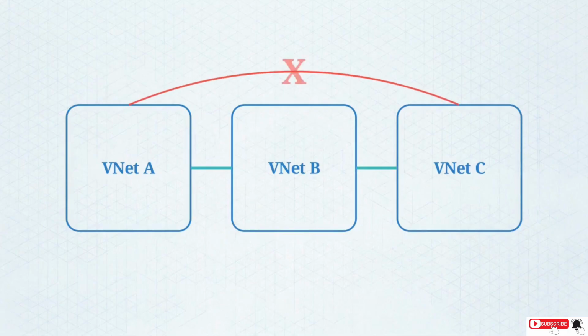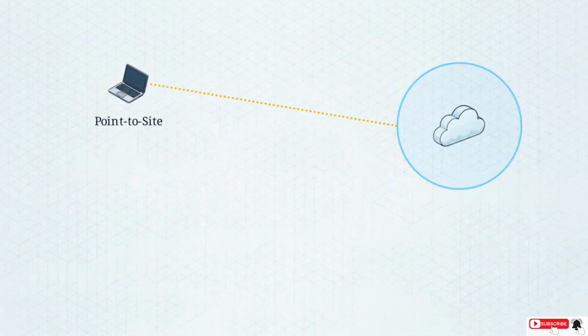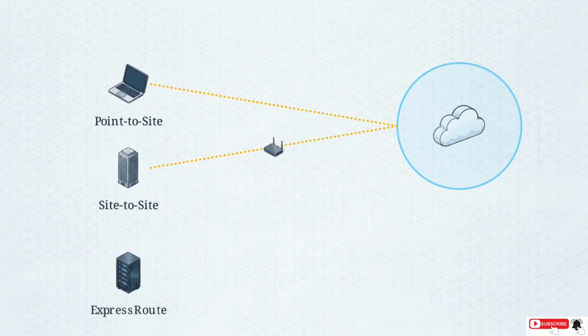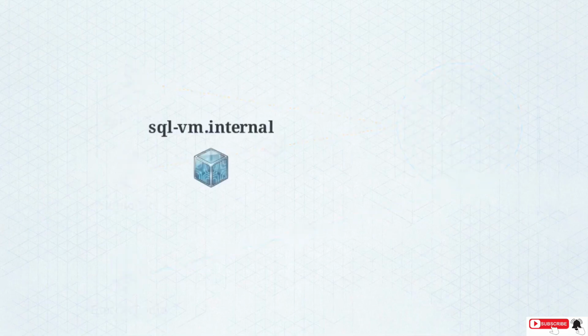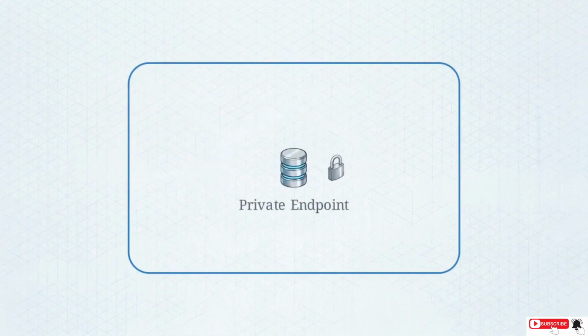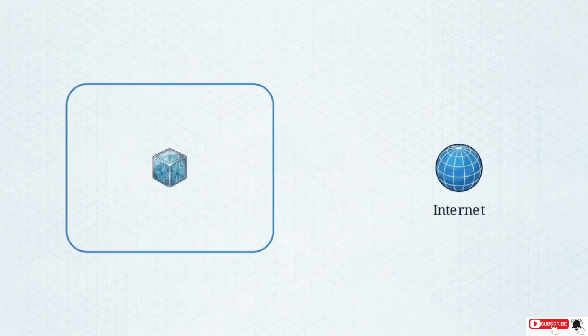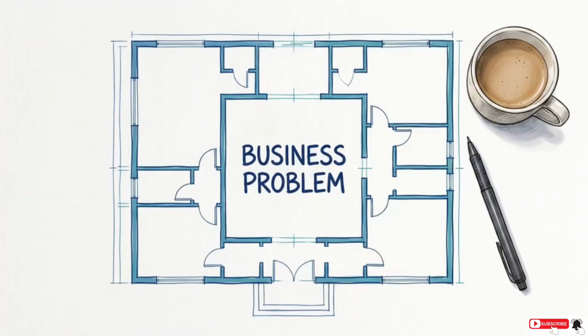Need to connect two VNets? VNet peering. Can A talk to C through B? No. VNet peering is non-transitive. Connecting a single laptop? Point-to-site VPN. An entire office over the internet? Site-to-site VPN. A large enterprise needing a private connection? ExpressRoute. Internal name resolution? Private DNS. Securing a PaaS database inside your network? Private endpoint. And if a new private VM needs to browse the web, check your outbound rules. You need a NAT gateway.